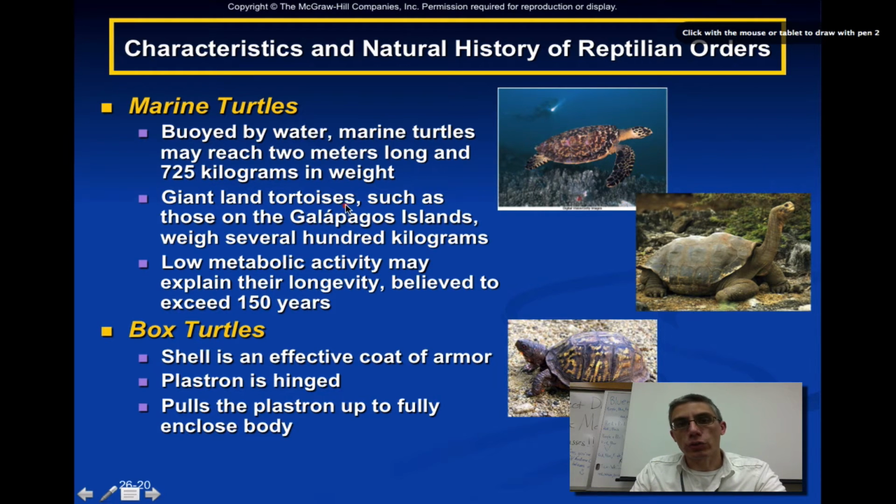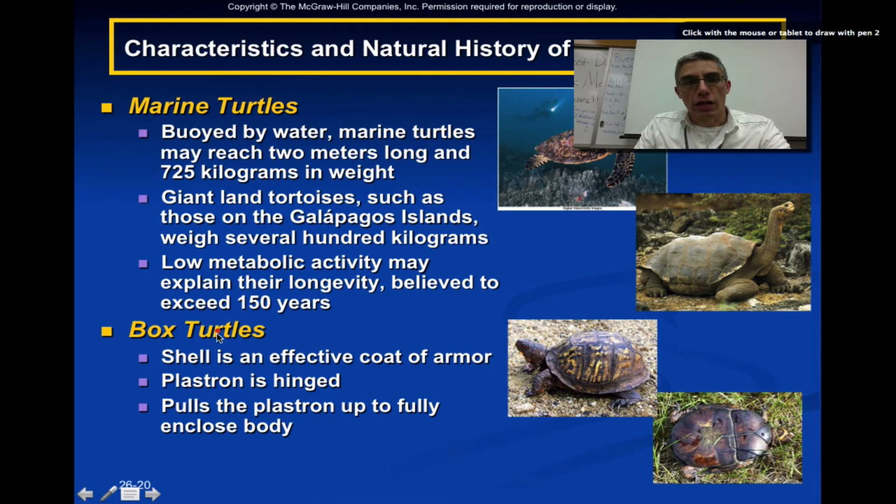Now, giant land tortoises, on the other hand, such as those on the Galapagos Islands, can actually weigh several hundred kilograms. So again, they can weigh almost as much as some of the sea turtles you would find in the ocean. Now, a lot of these larger turtles and tortoises, even some of the small ones, do tend to have low metabolic activity, and a lot of scientists believe that this is what contributes to their longevity. And there are some tortoises, especially the ones you find in the Galapagos Islands, that are believed to have exceeded 150 years in age.